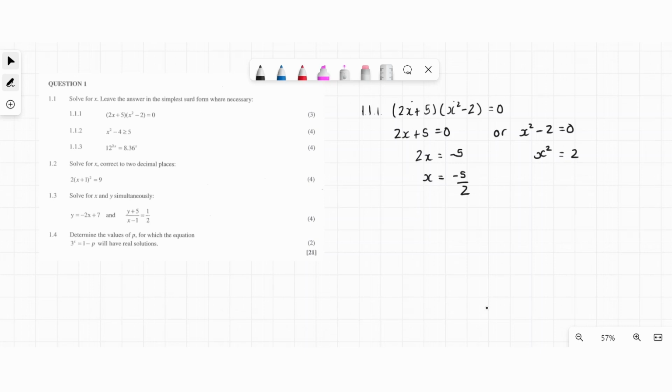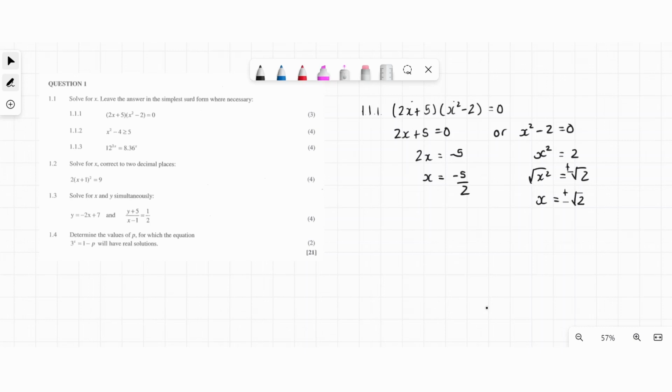Then we need to square root both sides so that we can have x alone. So it's going to be the square root of x squared is equal to the square root of 2. Here it's plus or minus. The reason why is because the exponent on x is even. So since it's even, it's going to be plus or minus. So this side is going to be x is equal to plus or minus root 2. And this will be your final answer.